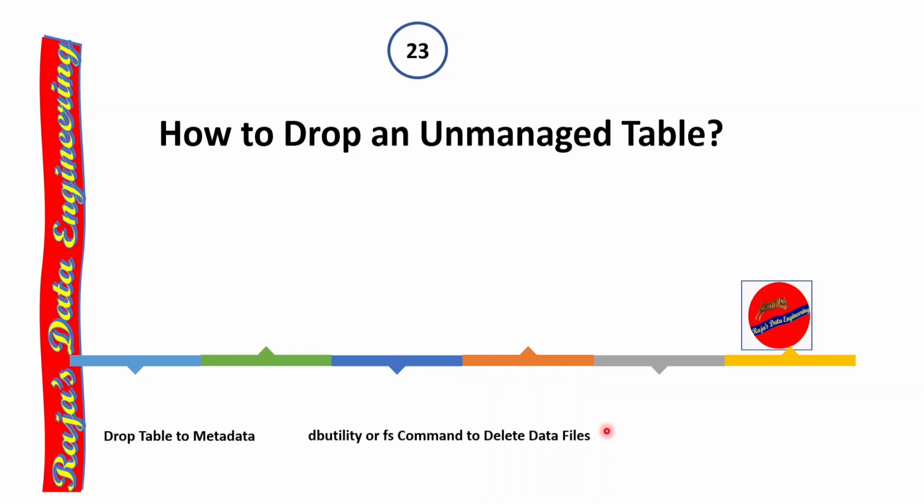Coming to a managed table, it is easy. Simply we can use a drop SQL command. Then it will clean up metadata plus actual data. But coming to an unmanaged table, whenever we use a drop command, it is going to remove only the metadata, but not the actual data. In order to remove the actual data, we have to use DB utility or a file system command. The command is rm for remove.